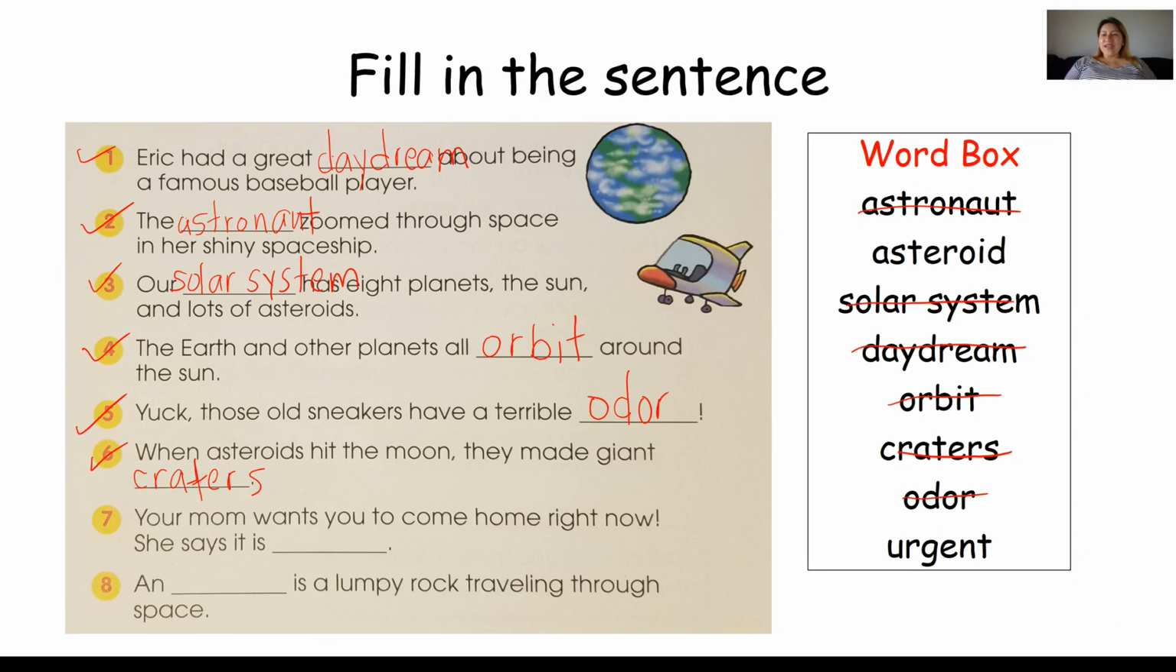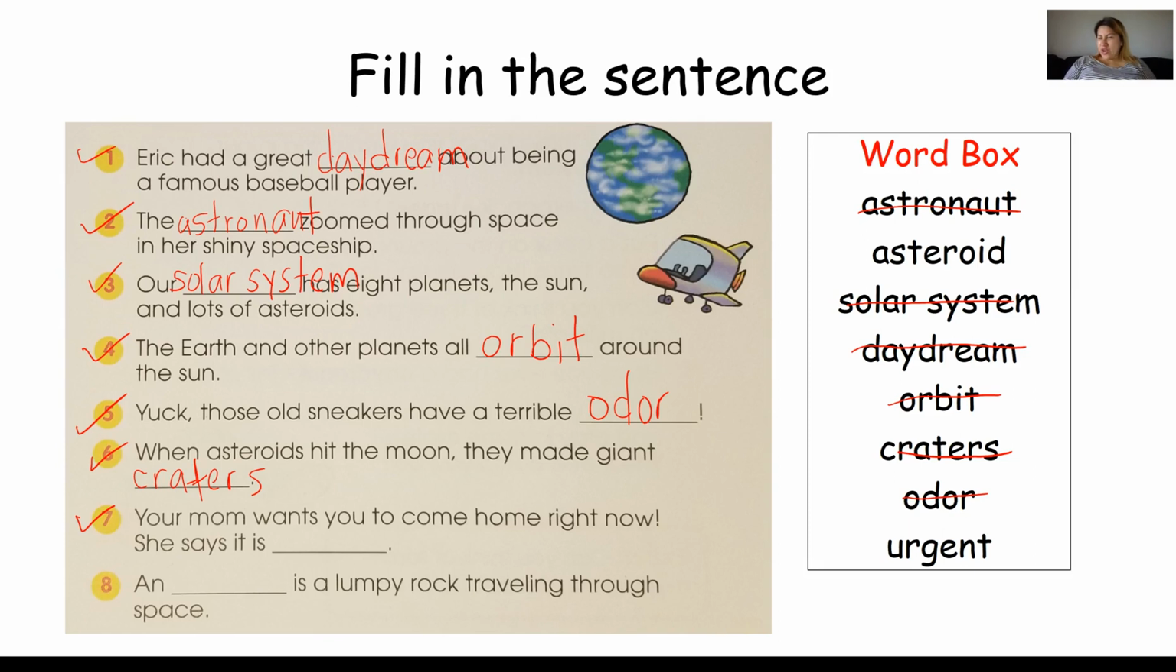All right, let's move right along to number 7. Your mom wants you to come home right now. She says it is what? When we have to do something right away, we're not waiting till later. Right away, it is what?